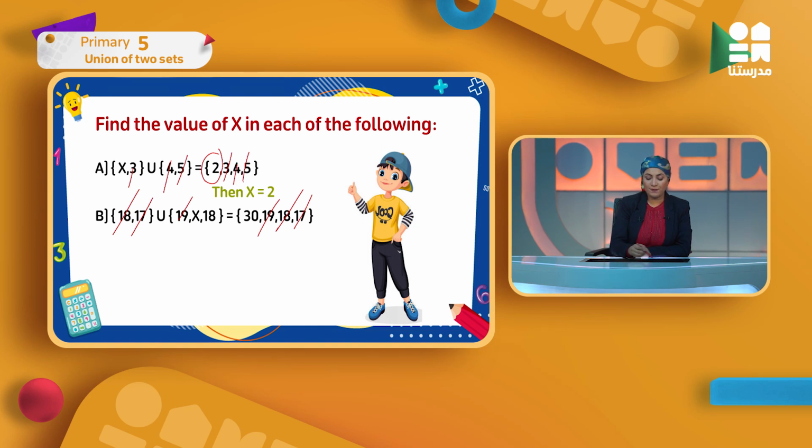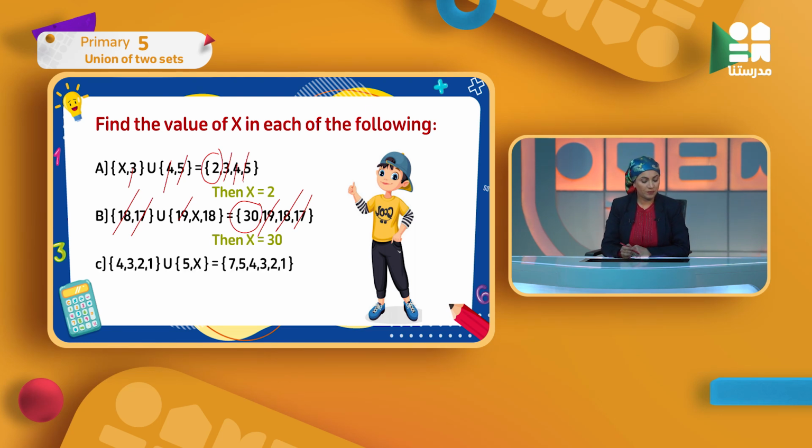So what's left for me? The 30, I haven't met it yet in the two sets inside. So here the value of x is 30. Then x equals 30. Okay, now let's move to question C.